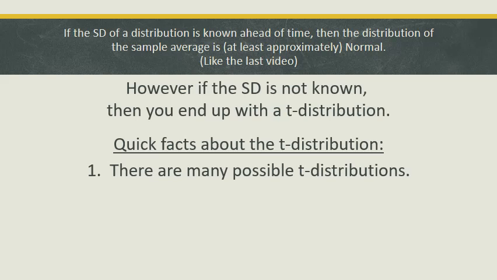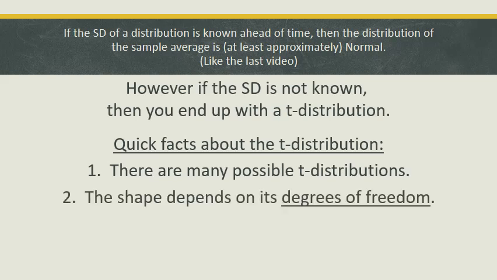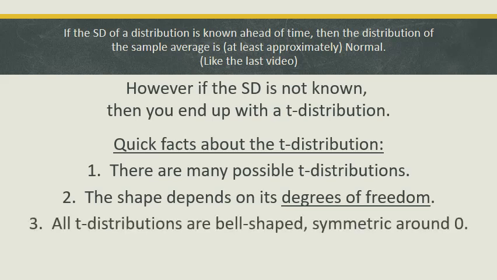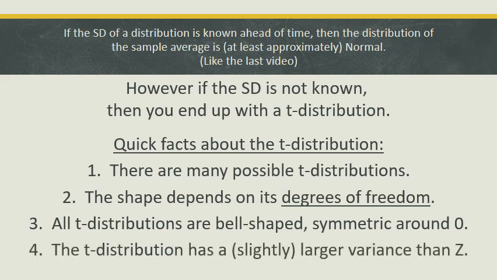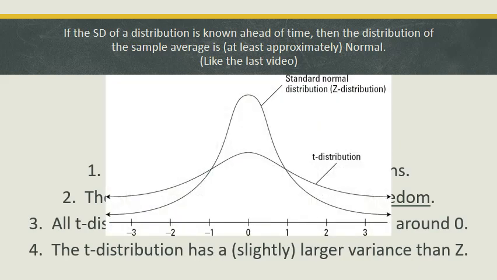First, there's not just one, there's many of them. It depends on something called degrees of freedom, and that's a concept you'll see again in the future too. Lots of distributions have degrees of freedom and they affect the shape of the distribution. All T distributions are bell-shaped, symmetric, and centered at 0. They look a lot like Z, except they have a slightly larger variance, so they are a little bit fatter. And for comparison, here is the Z distribution compared to one example of a T distribution. You can see how the T distribution has the same mean, but a larger variance.